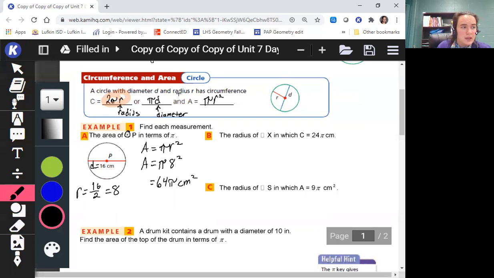Our next one, we want to find the radius of circle X, in which the circumference is 24 pi. Remember that the formula for circumference is 2 pi r, and we can plug that 24 pi in for the circumference. So we have 24 pi equaling 2 pi r. We're going to divide by 2 pi. The pi's cancel out because they're the same on both sides, and 24 divided by 2 is 12 centimeters for our radius.